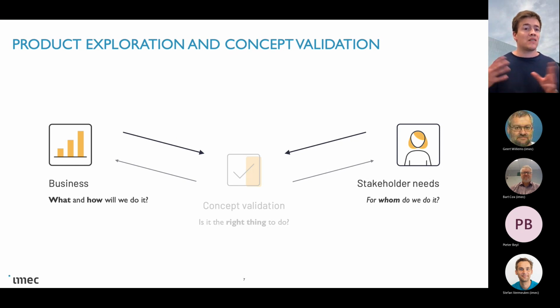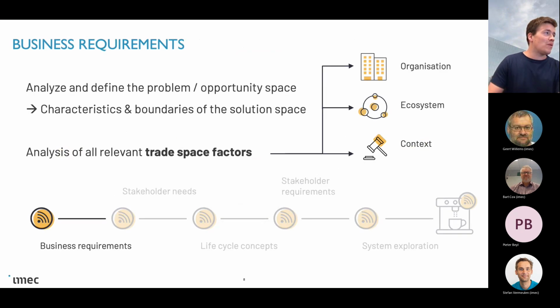So what we're going to do is explore what we need as a business and what our, let's say, stakeholders need: our clients, but also internal stakeholders, or even what the government requests of us. And those insights help us decide on the right concept or the right solutions. So basically, I'm starting with business requirements. As Geert said, basically what we try to do is analyze and define what the problem opportunity space is. That can be a push or a pull. And we try to characterize how the solution might look. So that's the solution space.